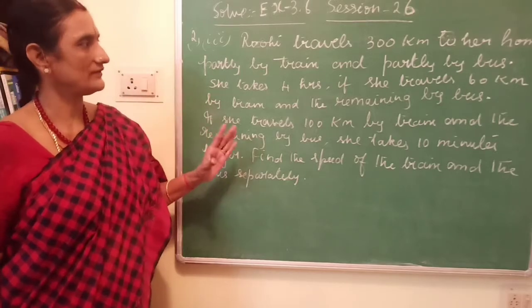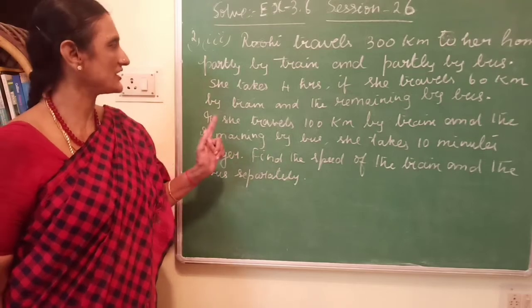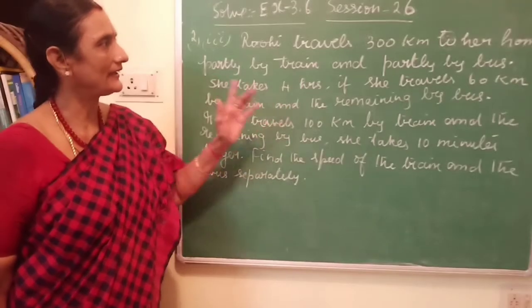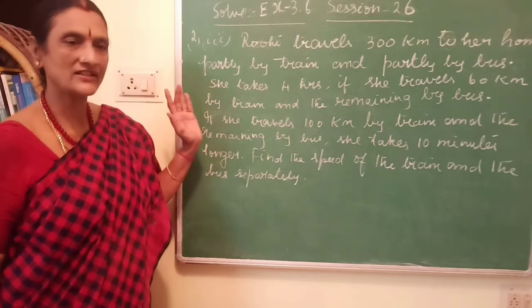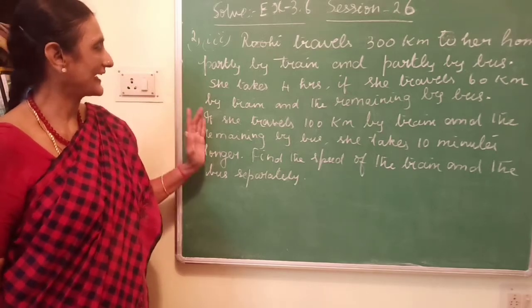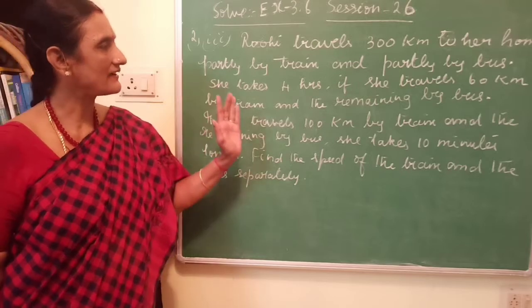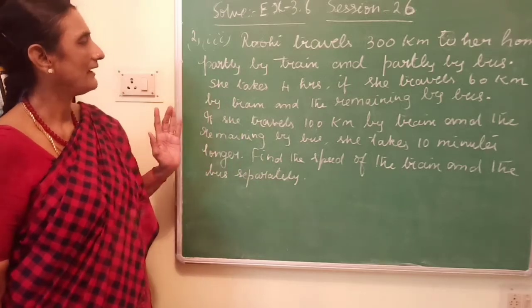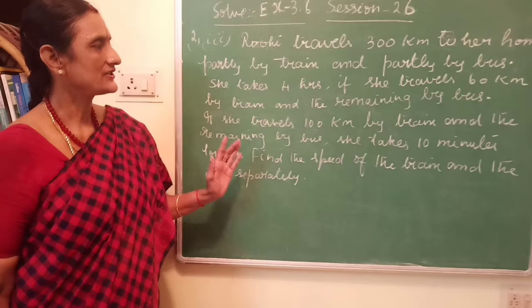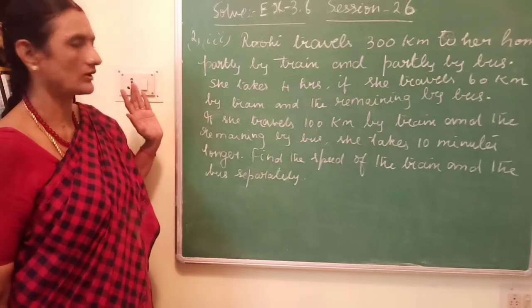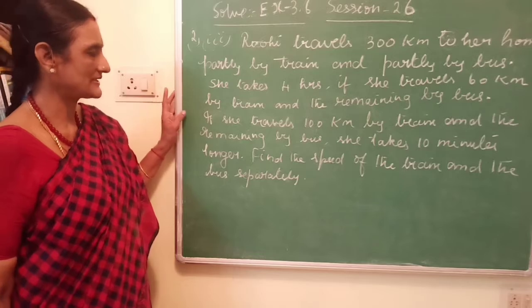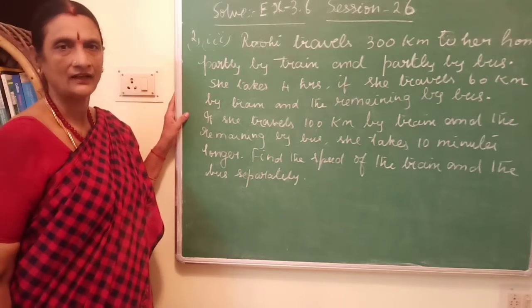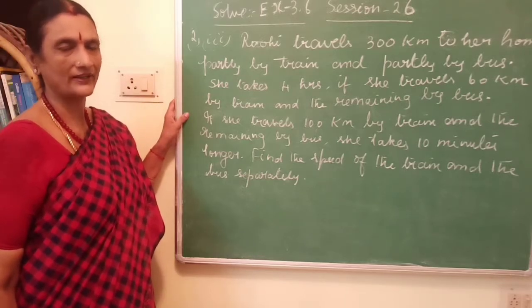She takes 4 hours if she travels 60 km by train and the remaining by bus. Okay? This is one situation. The second situation is if she travels 100 km by train and the remaining by bus, she takes 10 minutes longer. Find the speed of the train and the bus separately. Are you getting it? So we have to find that out.